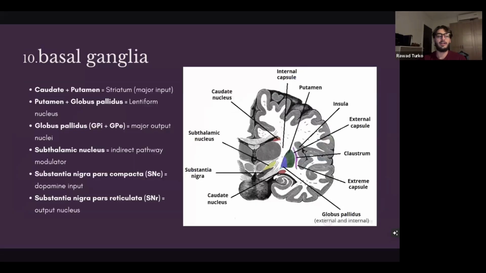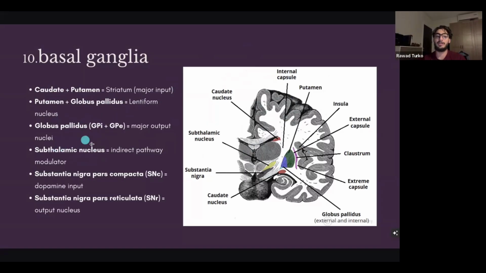Okay, so how exactly? First of all, let's talk again about the anatomy. The caudate and the putamen together is the striatum, and this is the major input. So if you're making any decision to make a movement, those signals are going to go first to the striatum, either the caudate or the putamen. The putamen and the globus pallidus together are called the lentiform nucleus. And the globus pallidus is the major output nuclei. So the input's coming into the striatum, output's coming out from the globus pallidus.